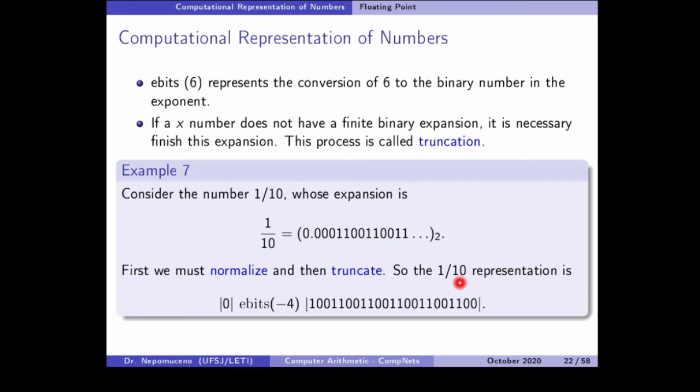So the 1 divided by 10 representation in floating point is 0 for the sign. You have to use here 4 bits to represent -4, because now you have to move the dot to the right 4 places. After that, you don't need to represent the hidden number, this number 1 here, and you are going to represent 1 0 0 1 0 0 and so on and so forth, right?